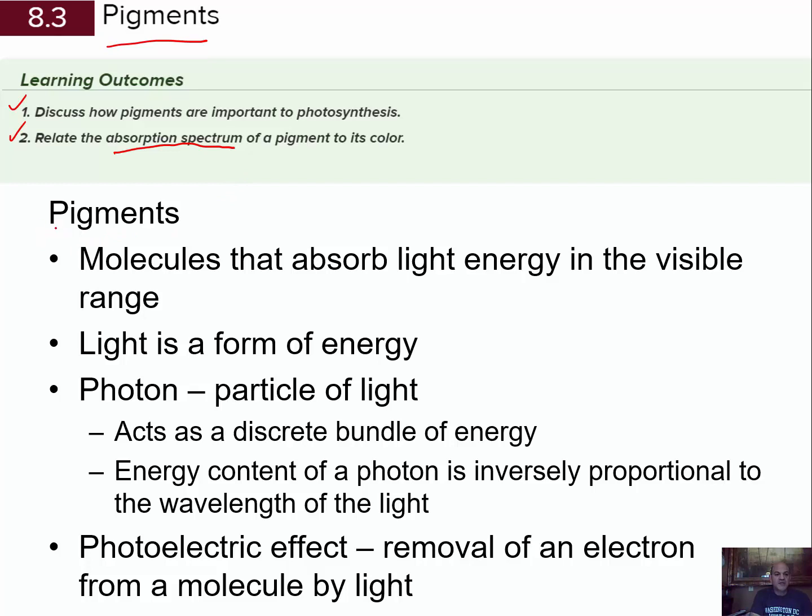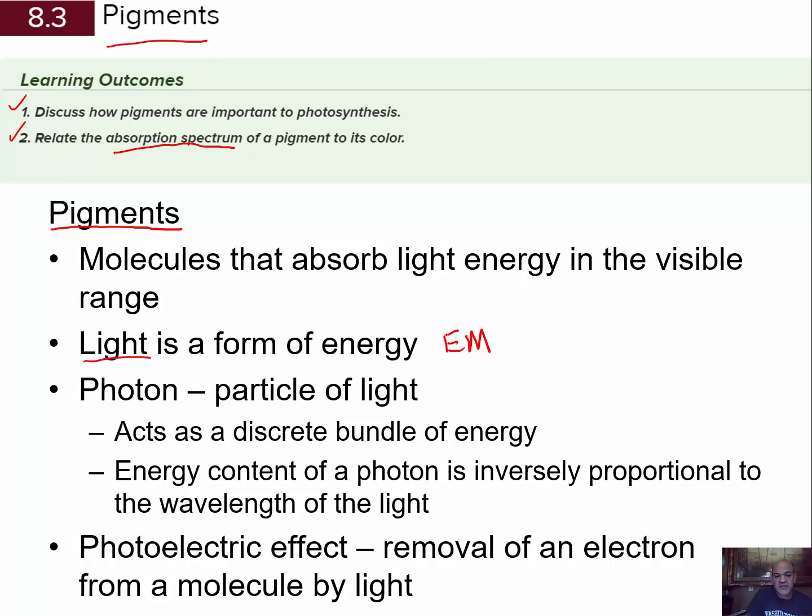So what are pigments as a vocabulary word? These are molecules that absorb light within the visible range, within the range of electromagnetic radiation that we can see. And light, generally, is a form of energy. It's a form of radiant energy. It can be called radiant energy or EM, for electromagnetic radiation.